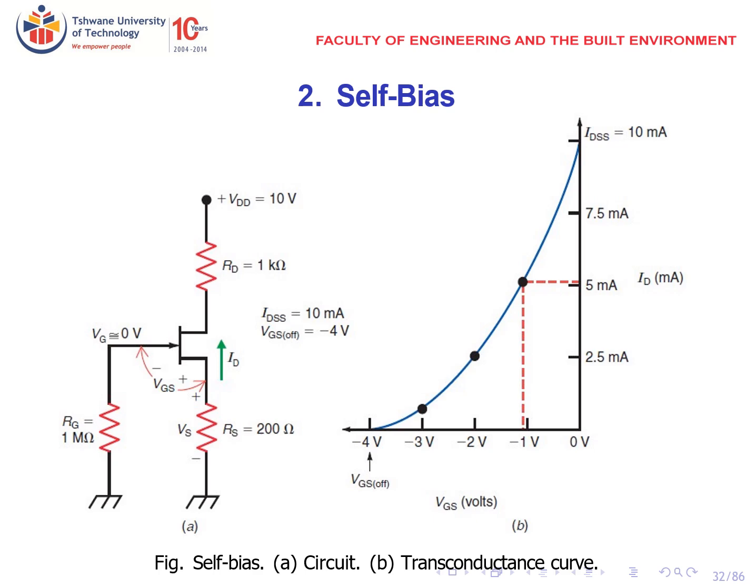Self-biasing. So here we have a resistor RS connected in the circuit, and we do not have VGG supplied to the circuit. Figure A shows us the self-biasing circuit and B shows us the transconductance curve.